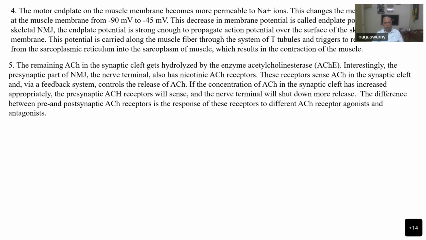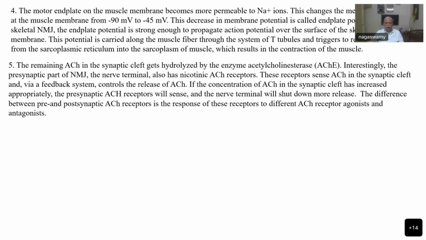Interestingly, this presynaptic neuromuscular junction, the nerve terminal, also has nicotinic acetylcholine receptors. So this receptor senses acetylcholine in the synaptic cleft by a feedback mechanism. That is how it is controlled. Otherwise, one single stimulus could go on releasing all the acetylcholine. So in order to prevent that, there are acetylcholine receptors situated in the nerve terminal also, in the presynaptic junction. The excess acetylcholine that is released goes back and closes the release of acetylcholine from the presynaptic junction. This is an important feedback mechanism.